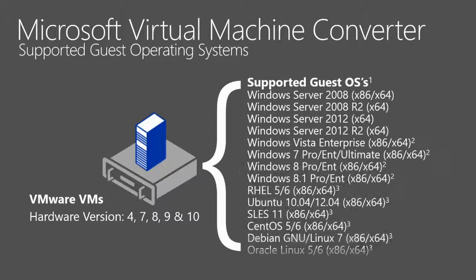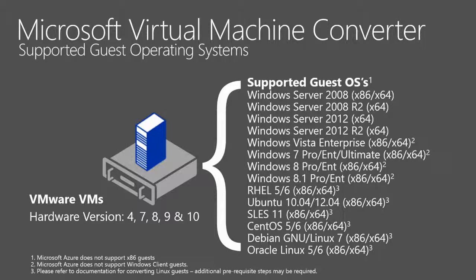And from a guest operating system perspective, there's a big list. Some of them have little numbers which will be quite hard to see next to them. And what that's denoting is, if you want to go to Azure, some of those aren't supported. So for instance, an x86 workload, you can't migrate that to Azure. You can take it to Hyper-V, yes, fine, but Azure supports 64-bit. It also doesn't support clients, so something to bear in mind there as well.